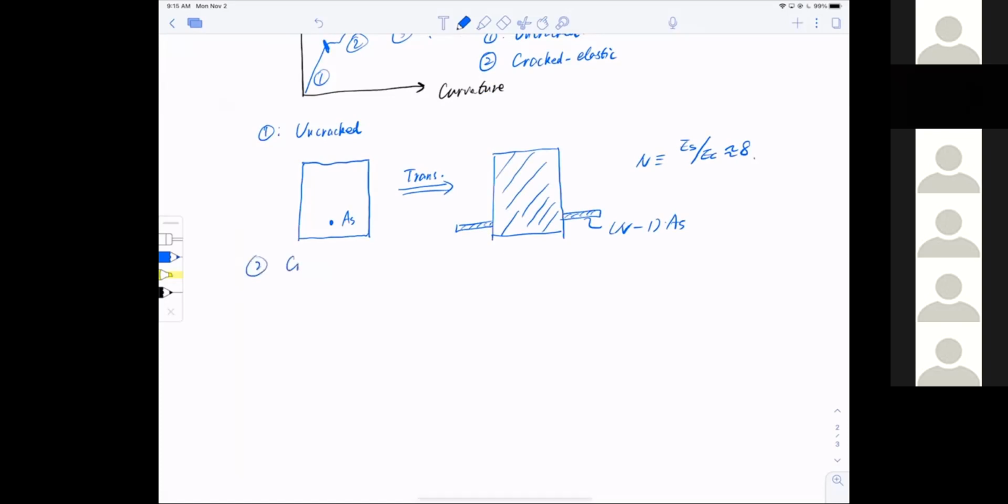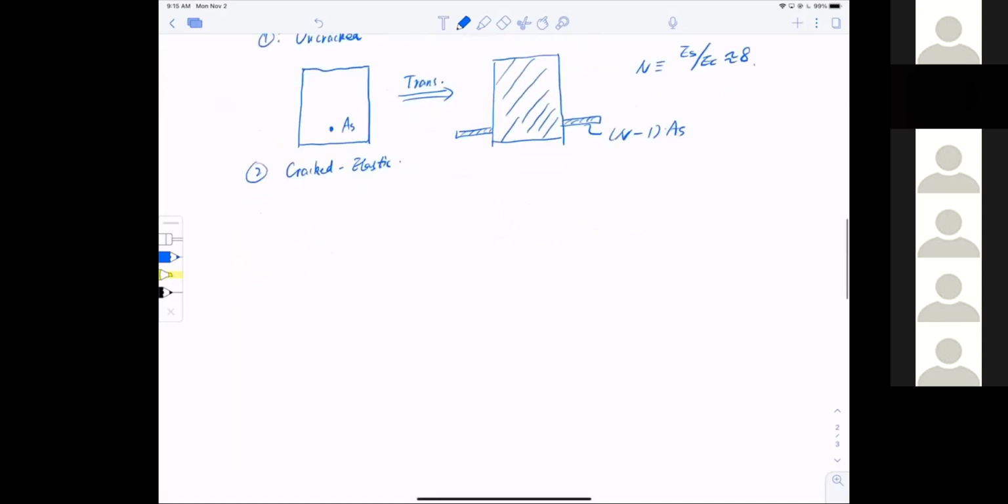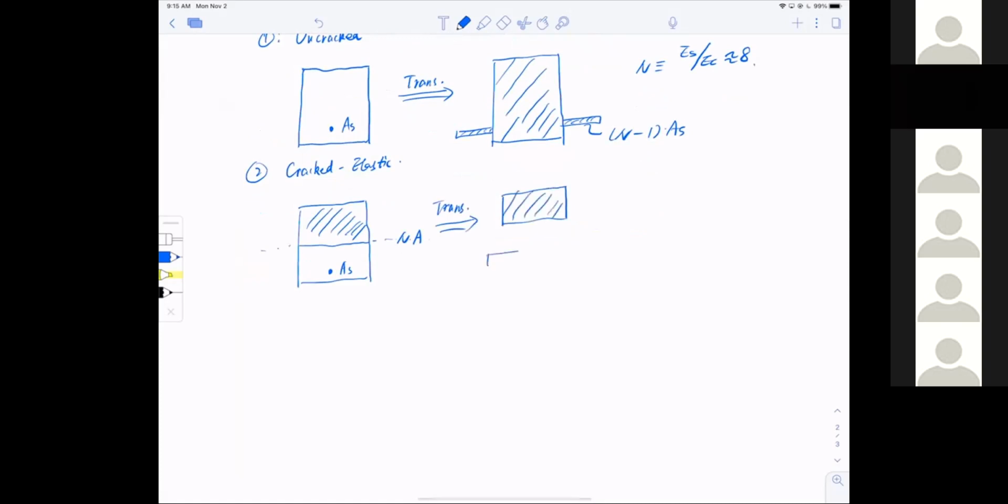Then we talk about cracked elastic. Once I have a crack across the section, the top part is in compression and the bottom concrete is gone. The neutral axis sits somewhere here, and steel is sitting on the bottom. After transformation, on top I have a concrete compression block, and at the bottom a reinforcement strip like this. This is what the cross section looks like.